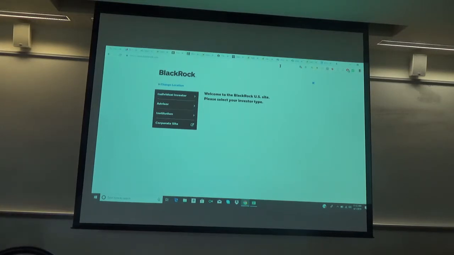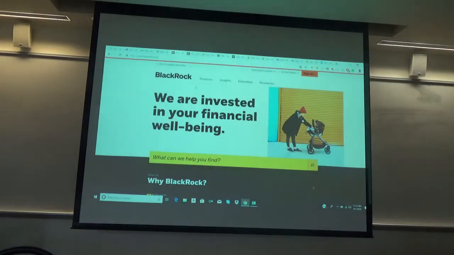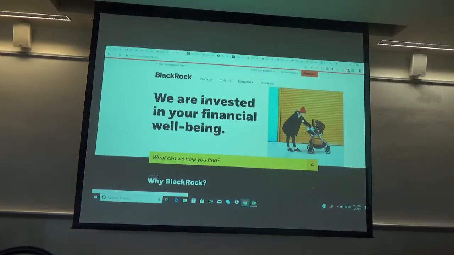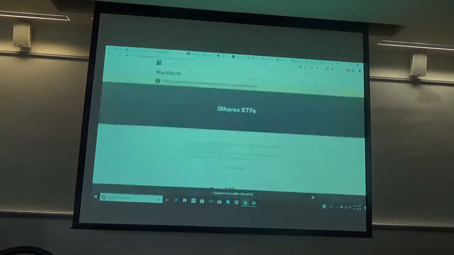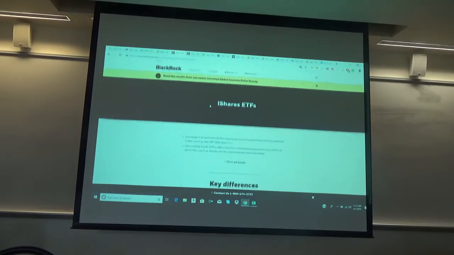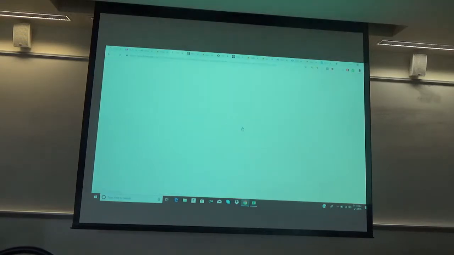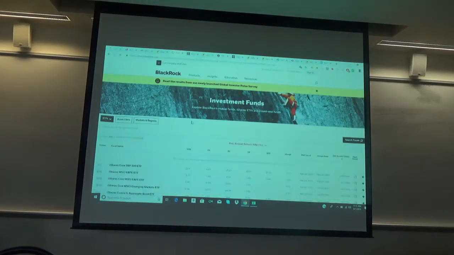So here you can go up to BlackRock. You go under individual investor. You can go up to products. I'm going to go down here to iShares ETFs. And I wanted to view all the funds. And here I can search for different types of funds. So the first thing I put in was global. I want to start with my index. Oh, look, it came up right here.